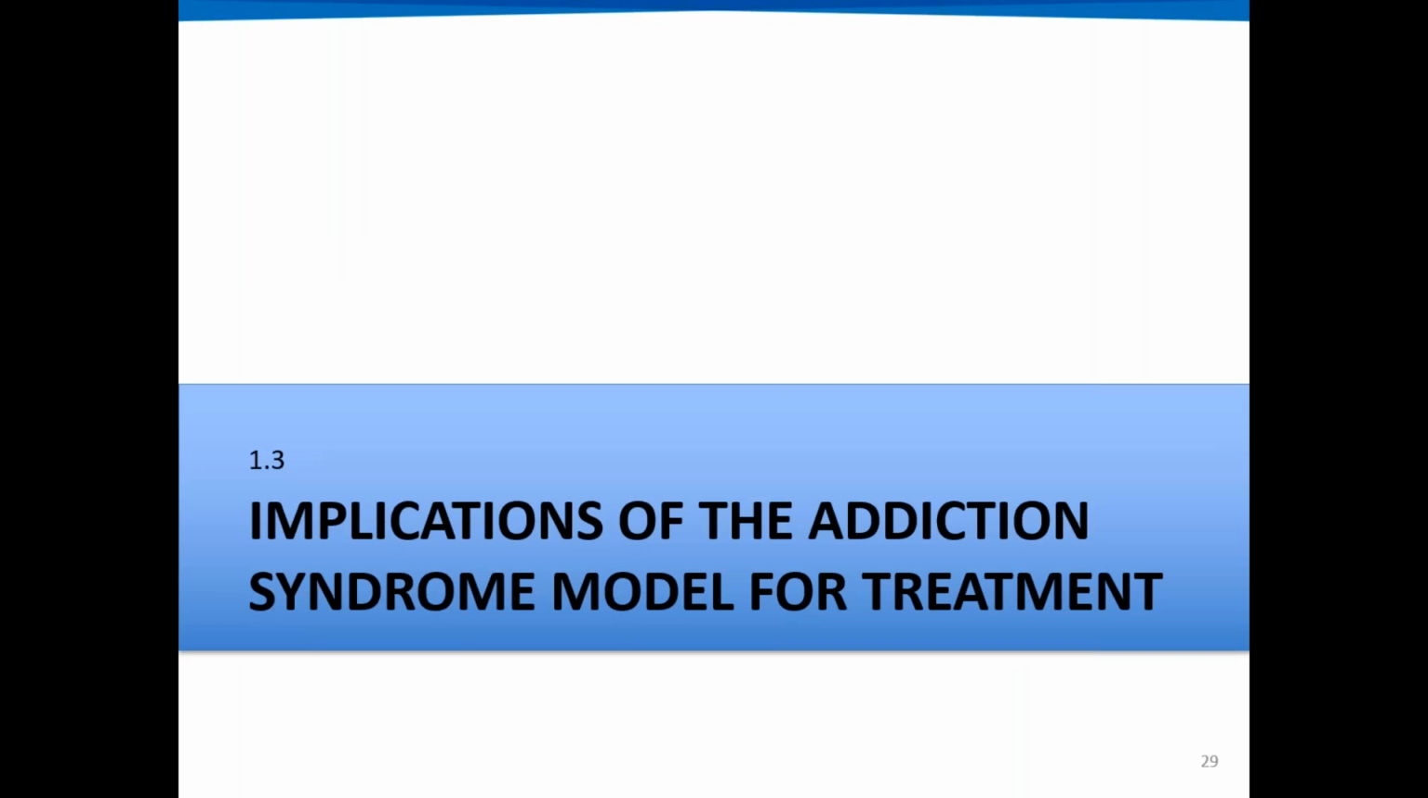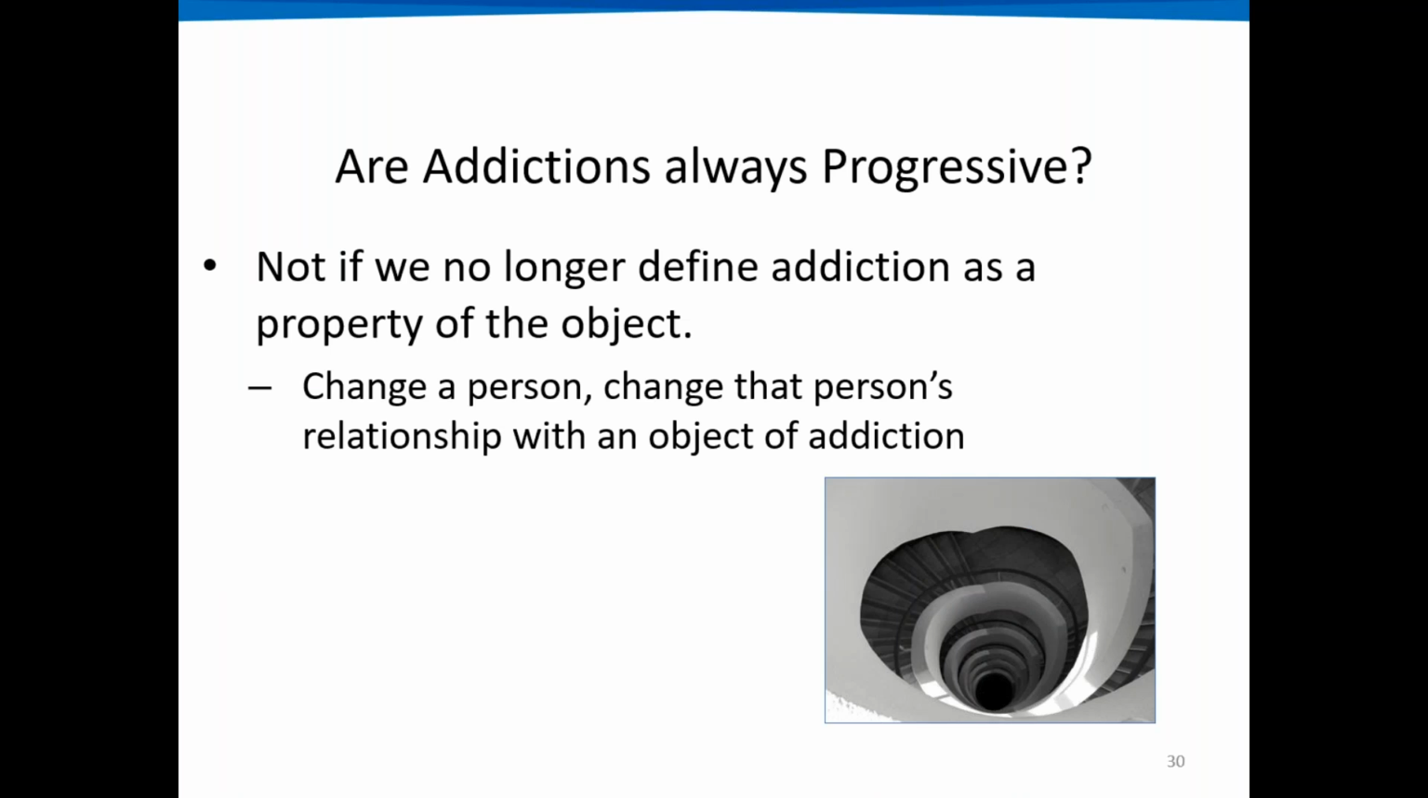Before I wrap up, I'll present some implications of the syndrome model for treatment. So first, the question of whether addictions are always progressive. Are they always a downward cycle once a person starts to develop addiction? And the answer to that is no, not if we no longer define addiction as a property of an object. If you change a person, then you can change that person's relationship with an object of addiction. Remember the premorbid addiction stage that I mentioned earlier, and that can be a useful time to change a person's object or relationship with an object of addiction, sometimes even through a screen or brief intervention.